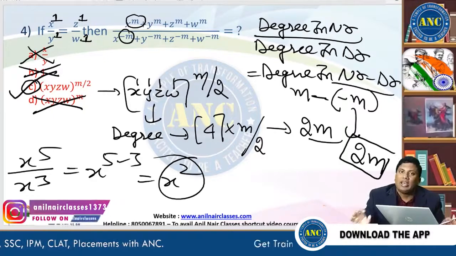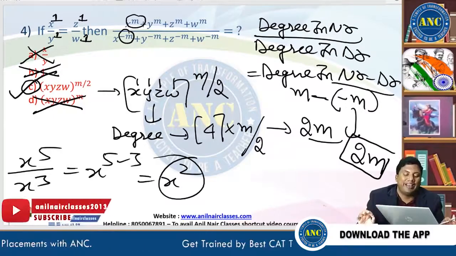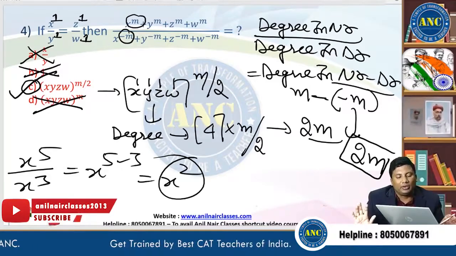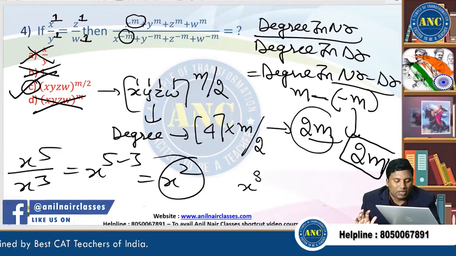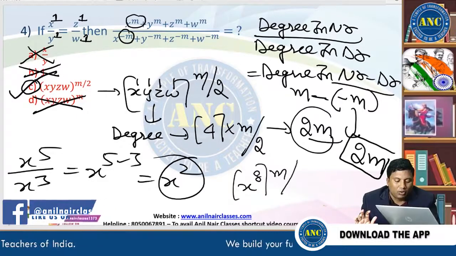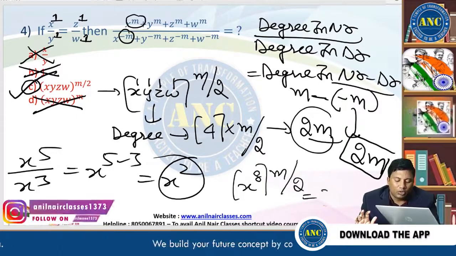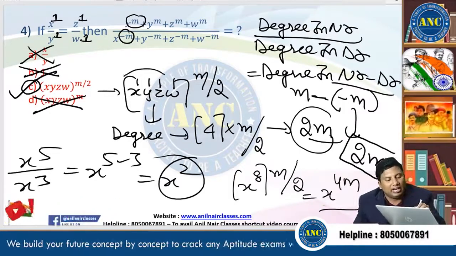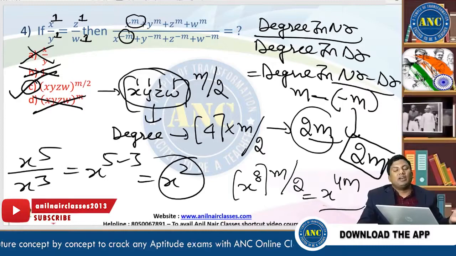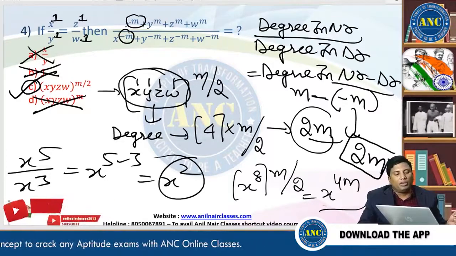I hope it is clear. A polynomial function will have a degree non-negative integral value. Why it has become 2m? So if it is, suppose x power 8 power m by 2, what it will become? 8 into m by 2, this will become 4m. Are you all with me? So the degree of this base value is 4. 4 into m by 2 is 2m.